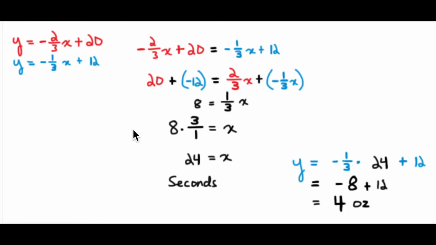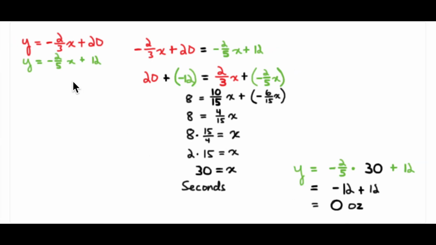So for the next one, -1/3 ounce per second. Set the two equations equal to each other. Move the -2/3 over to a +2/3. Remember, you're adding the additive inverse here. Combine the x terms, 2/3 x plus a -1/3 x, multiply by the multiplicative inverse. So 8 either divided by 1/3 or 8 times 3, 24 seconds. Plug that into either of the equations, and you're going to get 4 ounces remaining.